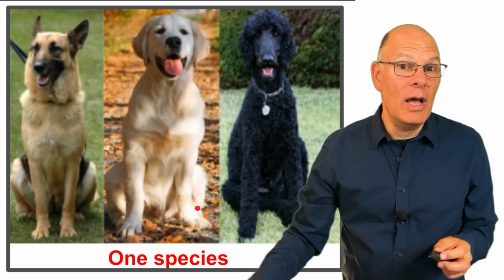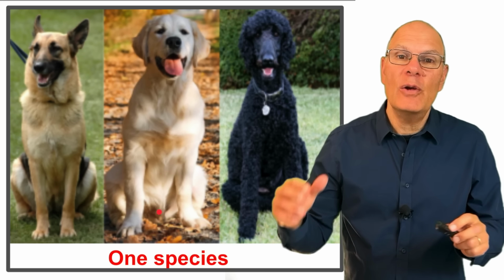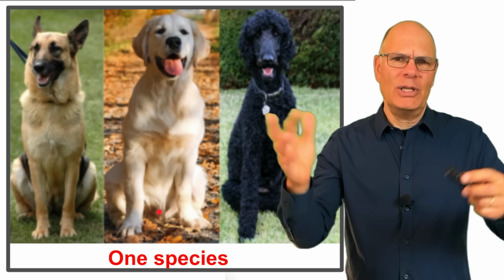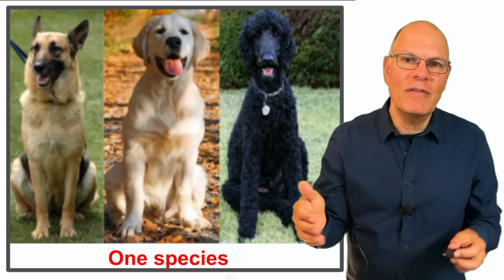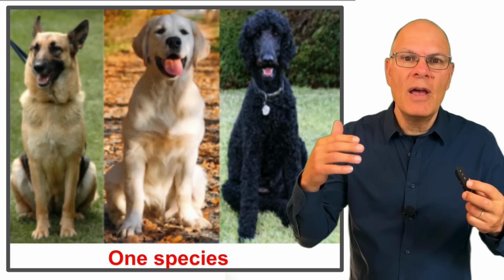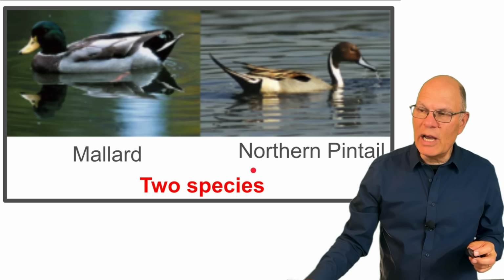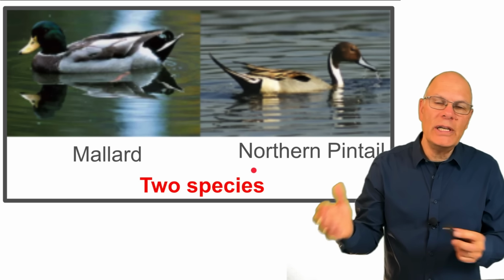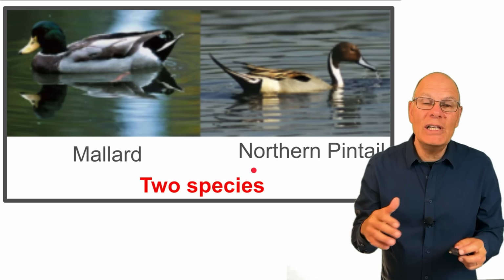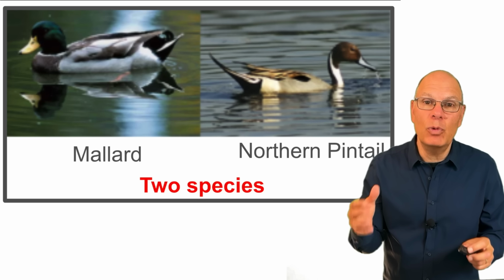Here is an example of one species. There are different breeds of dogs, but the dogs don't care. Left to their own devices, they'll interbreed and they'll produce viable, fertile offspring. These two species of ducks, by contrast, don't interbreed, or at least they interbreed to such a small degree that their gene pools are separate.